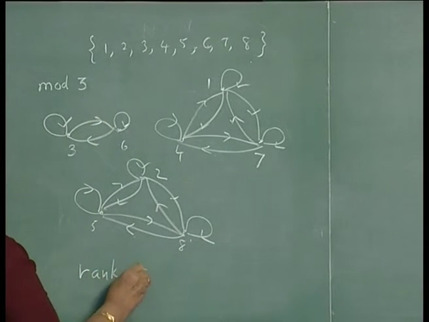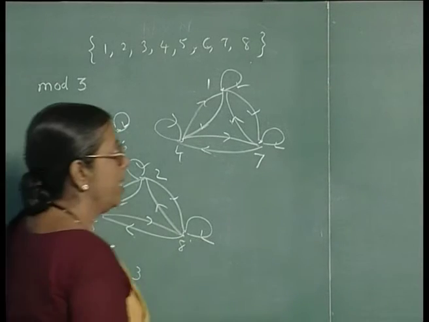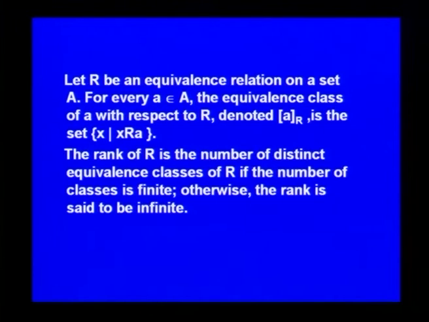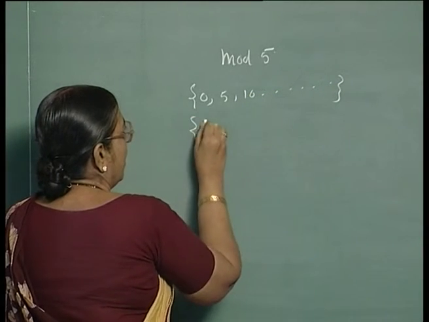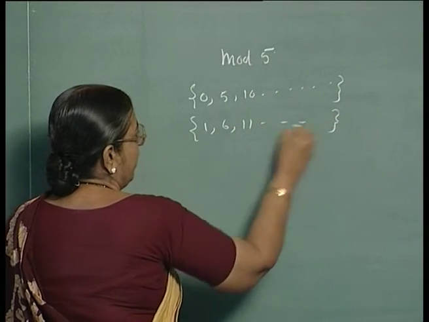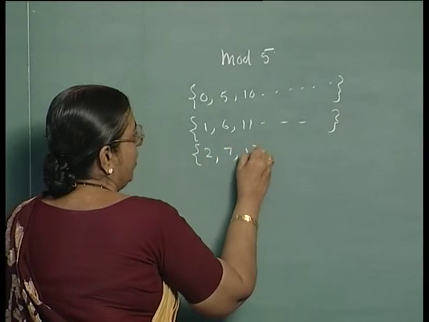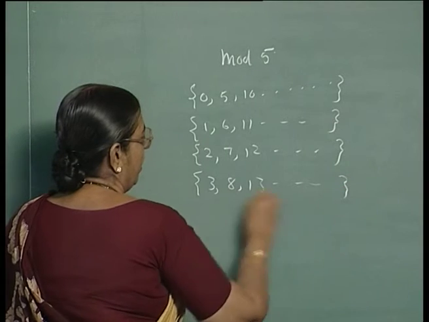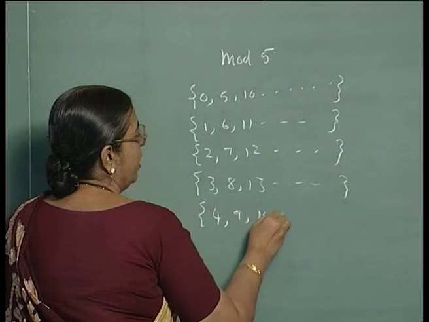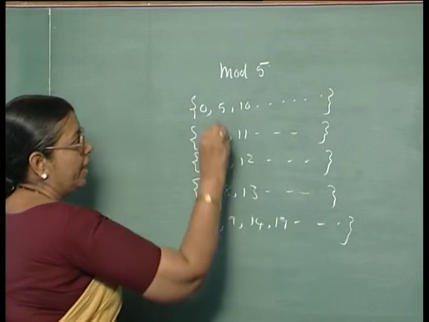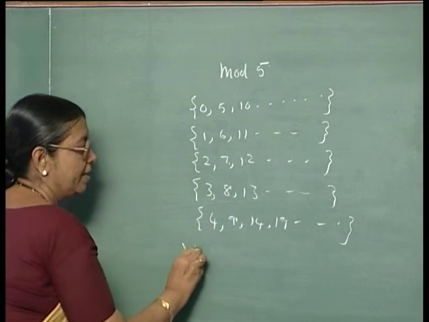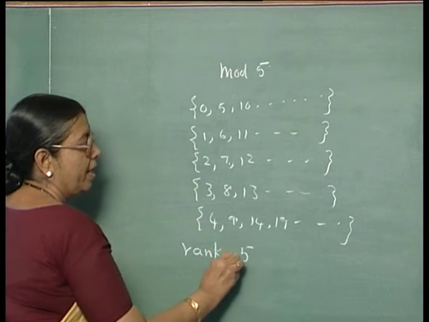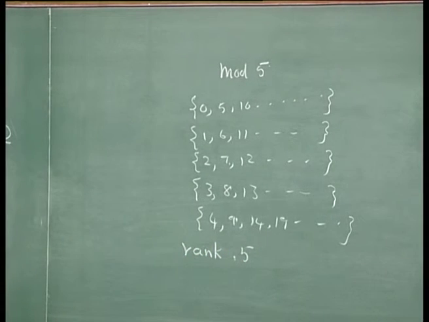If you consider, say, the mod 5 relation, then 0, 5, 10 will be in one equivalence class, 1, 6, 11 etc. will be in one equivalence class, 2, 7, 12 will be in one equivalence class, 3, 8, 13 will be in one, 4, 9, 14, 19 will be in one. So, there are 5 equivalence classes here. So, the rank is 5, or the index of that equivalence relation is 5.